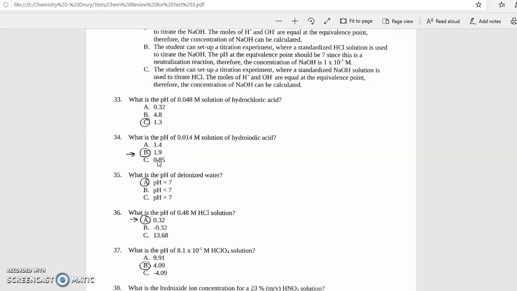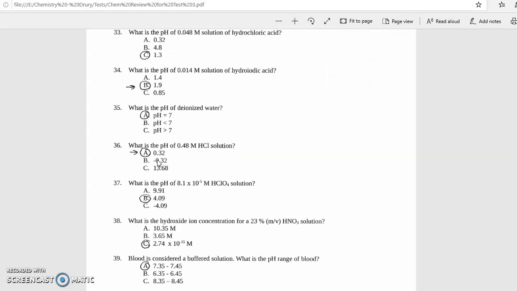Review that calculation. pH of deionized water, 35. Everybody got that one right. That is A. 36. Again, this is 0.32. Okay. Several of you had the negative number on there, but the pH of this solution is 0.32. 37, the answer is B. 38, the answer is C.